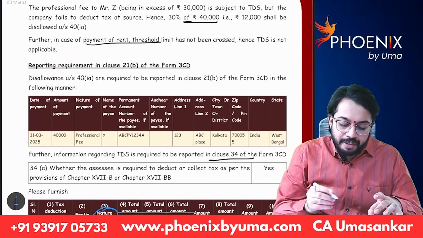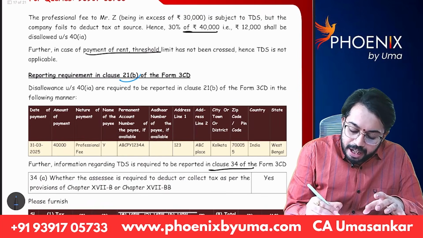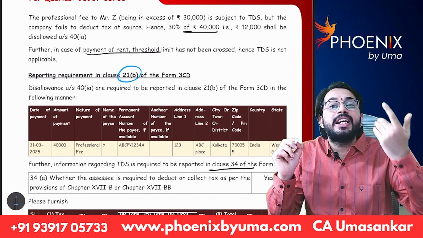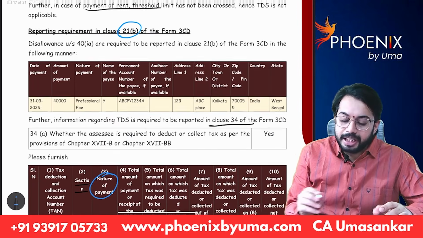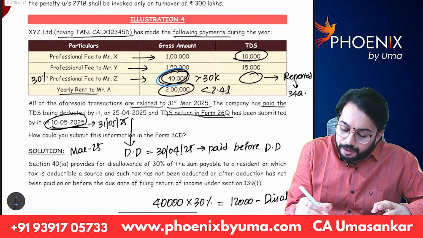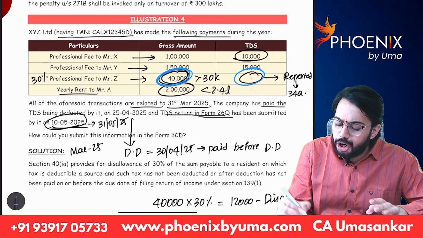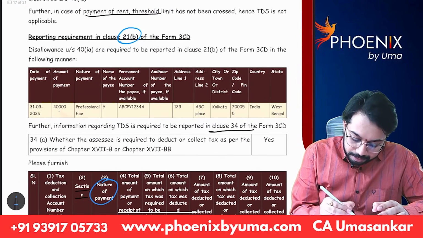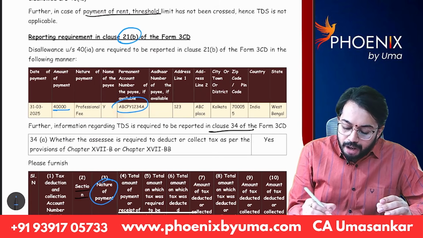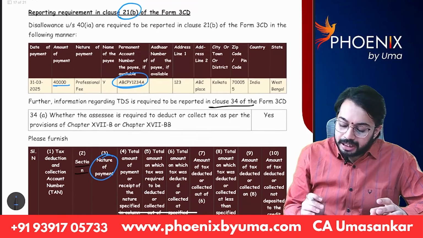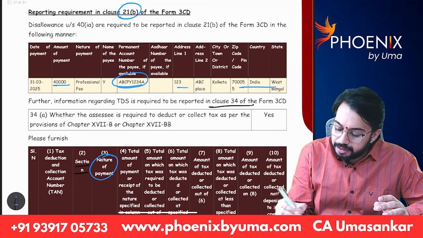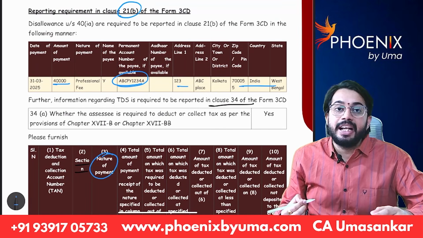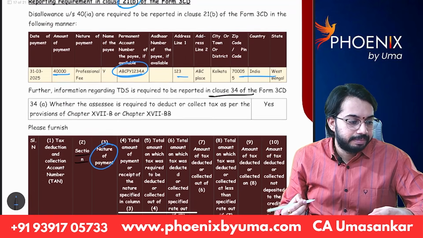Next, clause 21 I have told. In clause 21B, if TDS is required to be deducted and if TDS is not deducted, that information is required to be given. You can see on 40,000, TDS was not deducted. That is required to be deducted, 40,000. PAN of the payee, to whom amount is paid, and their address. You have to give information of transaction where TDS is not deducted.